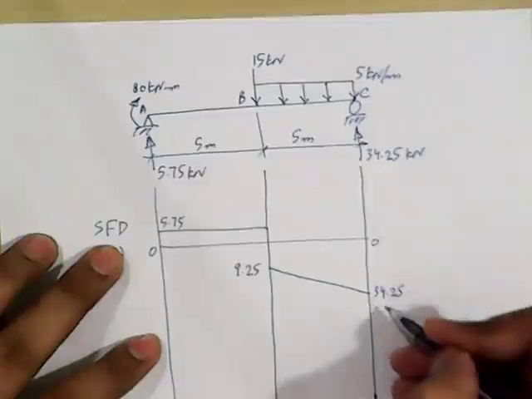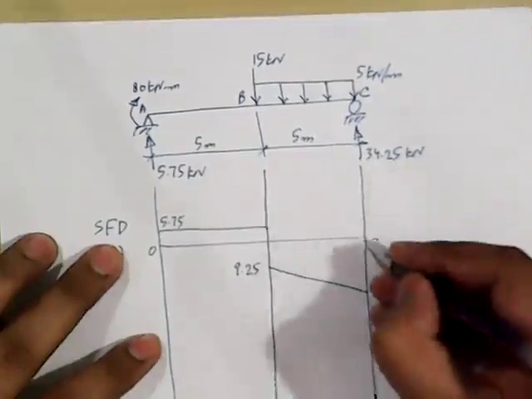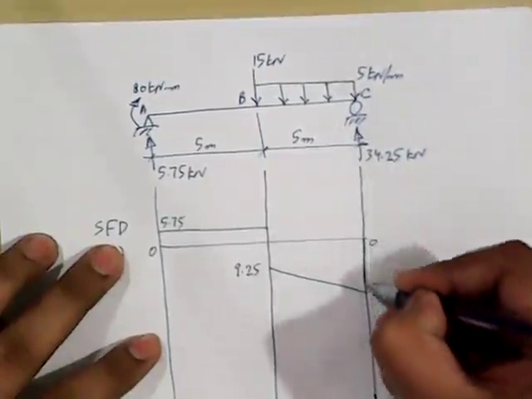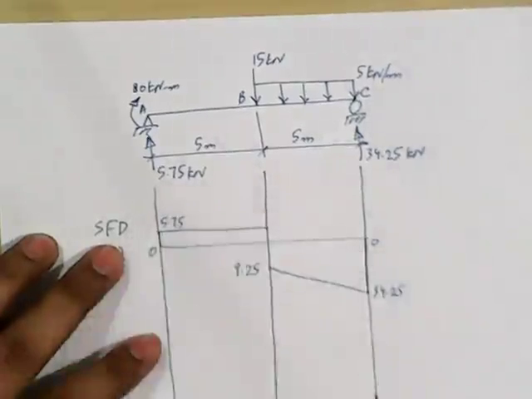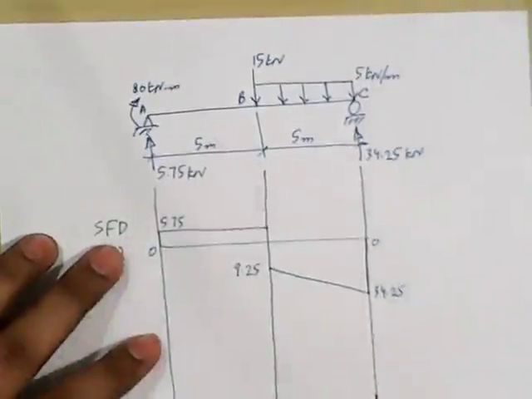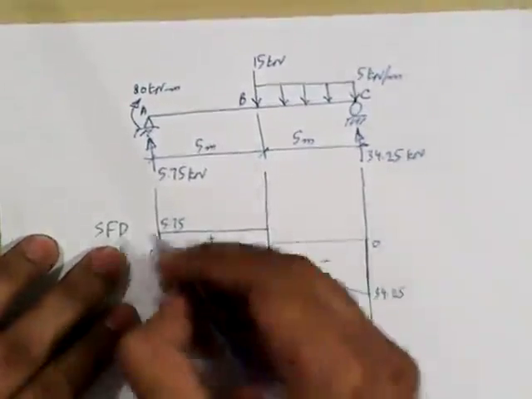And this ordinate 34.25 is equal to the reaction present here. So this will bring it to 0. So now we have the shear force diagram for this beam. This part AB is positive, and this part is negative.